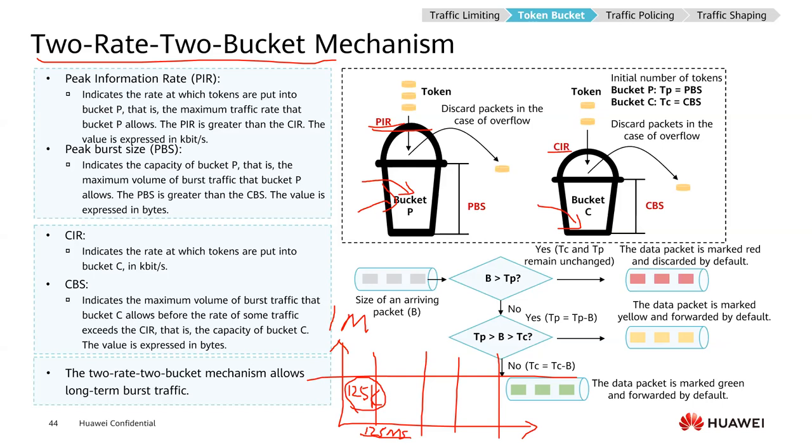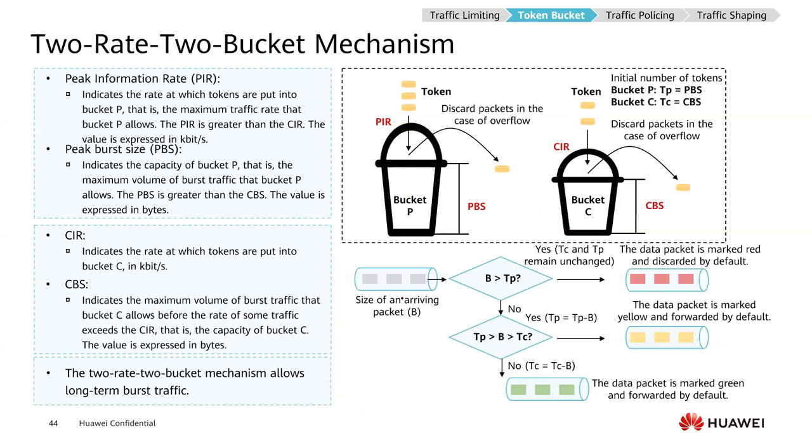And the third question: when dealing with sub interfaces, is there only one set of buckets for the whole interface, or one for every sub interface? Actually we will talk about that in the HQoS, but the answer is that each sub interface will have its own separate token bucket. Okay, let's continue.